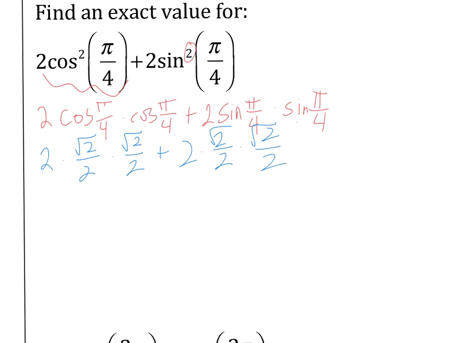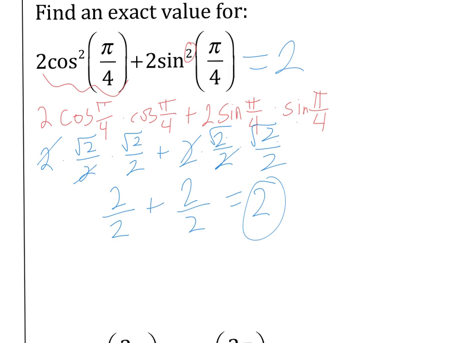Okay, I've evaluated the trig stuff. The next thing I have to do is some multiplication. So if I do this out, we've got a couple 2's canceling out. Square root of 2 times square root of 2 is 2. And a couple 2's canceling out. Square root of 2 times square root of 2 is 2. 2 over 2 is 1, and 1 plus 1 is 2. Our final answer for this is 2.